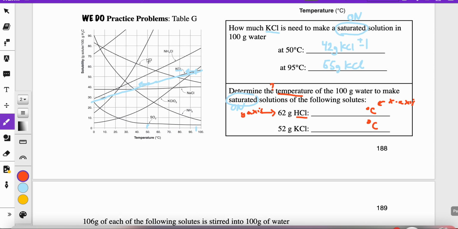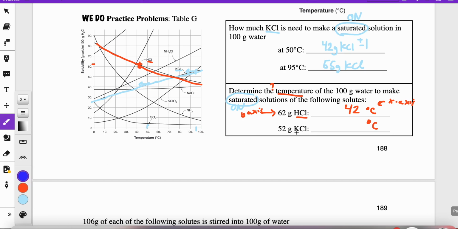So I need to find HCl, and here is the HCl's curve. Oops, not doing a good job tracing it. We're at 62, so that means I need to be a little bit above the 60. I'm going to follow it across, and then I have to read down. The temperature needs to be a little bit more than 40, but less than 50. It seems to be just slightly past the 40. So I would say a reasonable answer here would be 42 degrees Celsius, maybe 43 or 41.